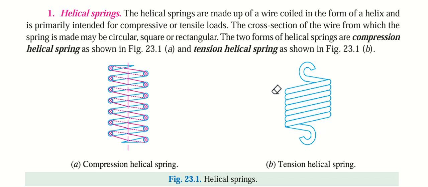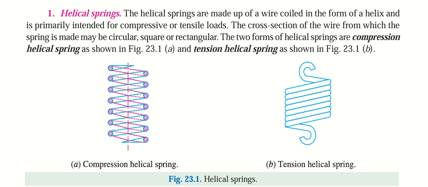So now let's discuss the different types of spring. Okay, there are different classifications of springs. The very first one is helical spring. So as you can see, this is a helical spring, and this one is a compression helical spring, and this is a tension helical spring.